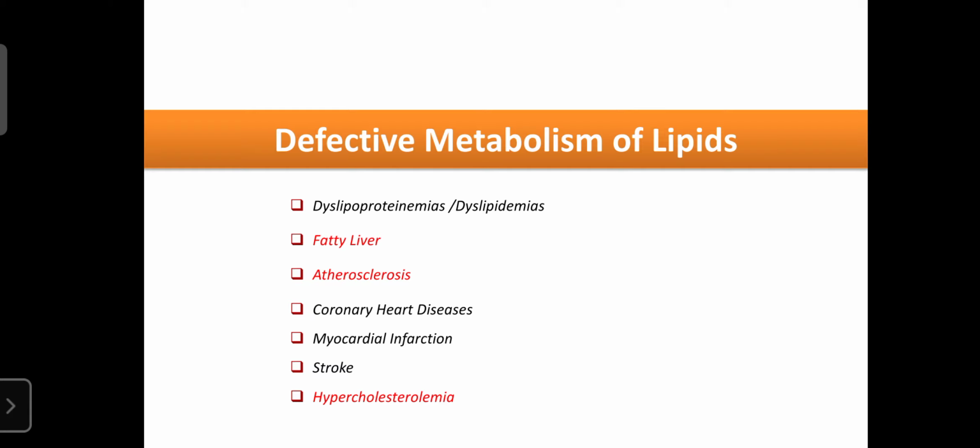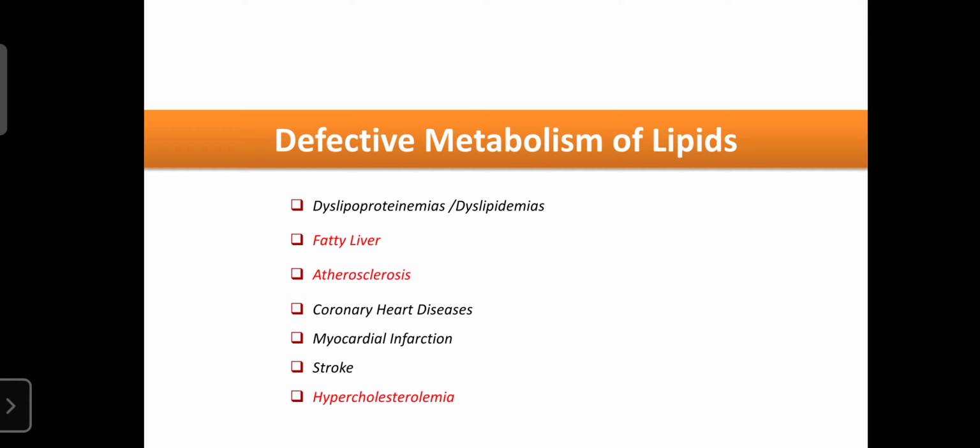Another condition is fatty liver, that is the excess synthesis and accumulation of triglycerides in the liver. The liver has one phenomenon: it synthesizes only as much triglyceride as the body requires. But in abnormal metabolism of lipids, there is no restriction on the entry of free fatty acids into the liver. More free fatty acids enter the liver, and the liver synthesizes more triglyceride. That condition is known as fatty liver.